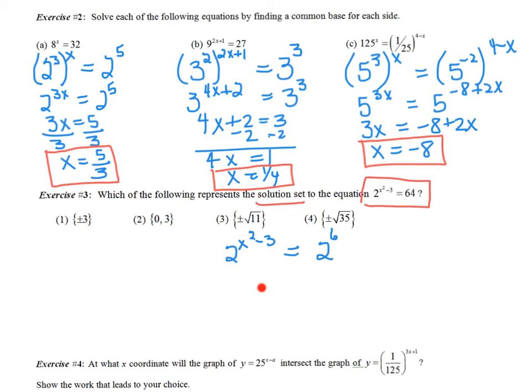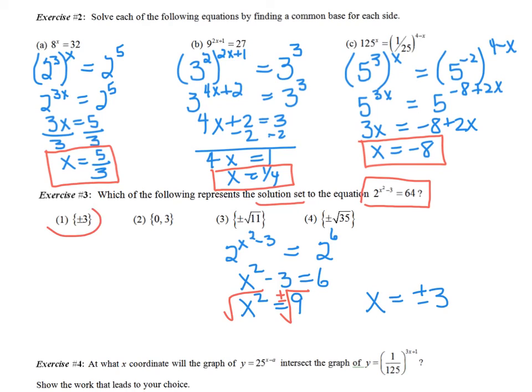So when these bases of 2 match, I'm going to set the exponents equal to each other. So x squared minus 3 is equal to 6. Let's add 3 to both sides of the equation, so x squared is equal to 9. This is a quadratic equation that should have 2 solutions, so I'm going to square root both sides of the equation, but on the number side, remember that we always want to put in a plus or minus. So my solutions are x is equal to plus or minus 3. So my solution set would be choice number 1.